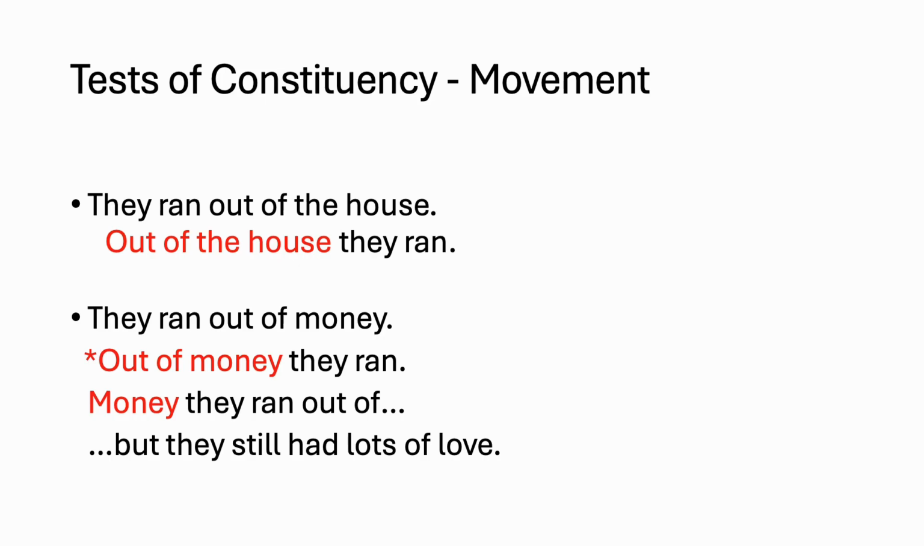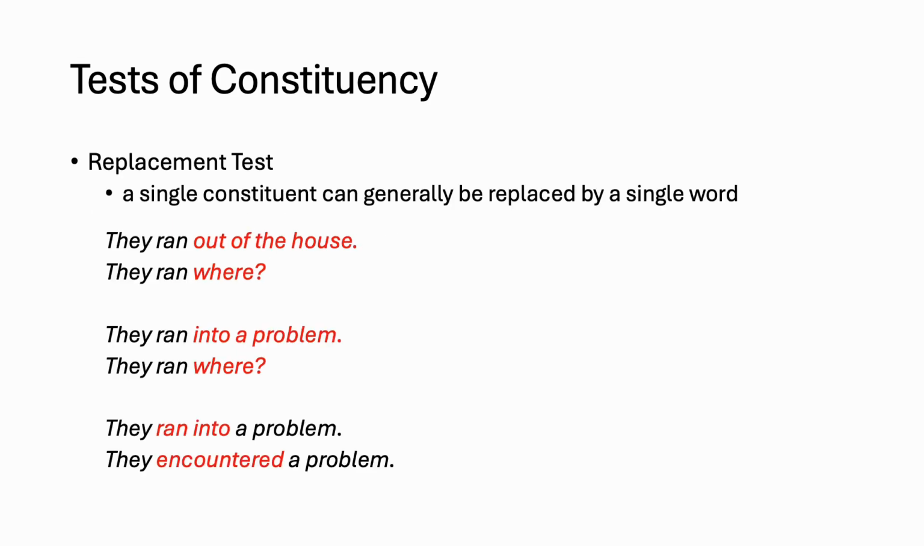Okay, so clearly to run out of something, run out of is a verb, and run is a verb, and they have slightly different meanings. Okay, another test of constituency is the replacement test. So generally a single constituent can be replaced by a single word. They ran out of the house. They ran where? Okay, they ran into a problem. They ran where? No. They ran, what did they run into? Now, again, keep in mind, to run into a problem is more metaphoric than they ran out of the house.